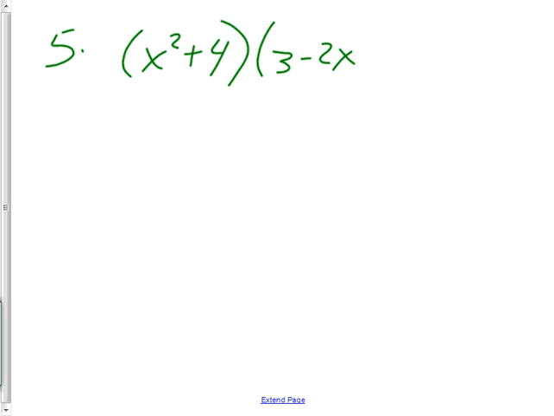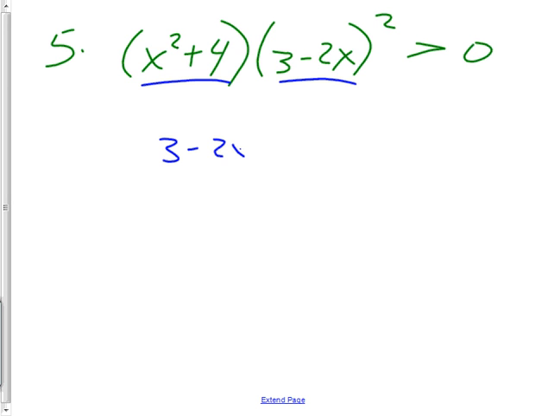Let's move on to number 5 together. It says x squared plus 4 again. Does that mean you stop the problem and everything's imaginary? No, that means that one's imaginary. 3 minus 2x squared is going to be greater than 0. So then this part's imaginary, true that. But how about this part? Can I make that 0?